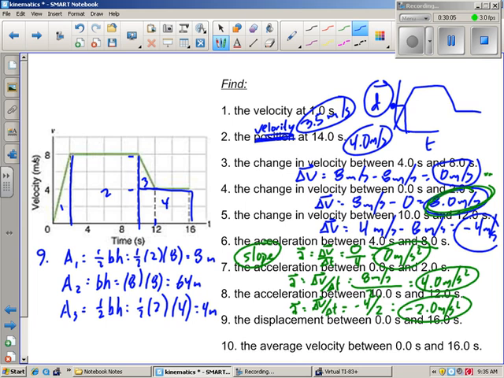And finally, section 4, we've got to find the area of that. It's a rectangle, base times height. The base goes from 10 to 16. That's going to be 6. And the height goes from 0 up to 4. Multiply those together, we get 24 meters. Now what? Now we do what? Add them together. 8 plus 64 plus 4 plus 24, 28, 36. It's 100, isn't it? I think it's 100.